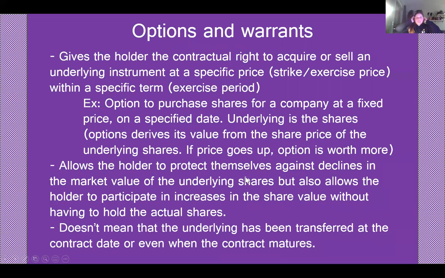For options and warrants, how they are valued is that you're going to adjust your asset account for the fair value if you're the holder. So if you paid, say, $500 at the date you enter into the contract for your options, you're going to record an asset account of $500.